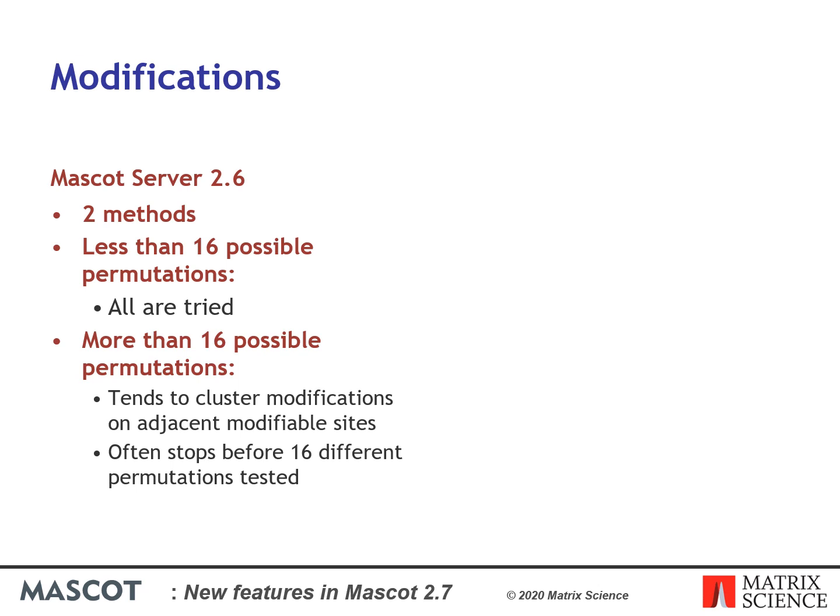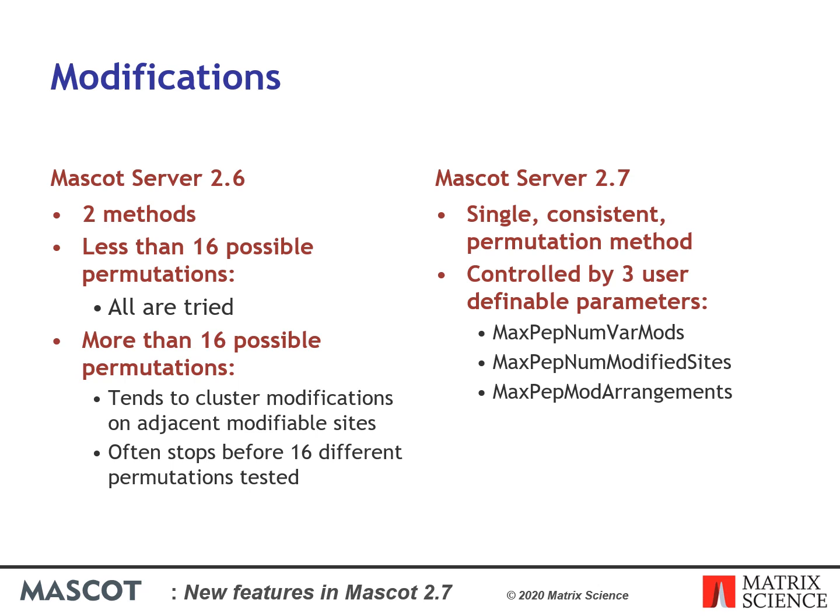The sliding window method tends to cluster modifications on adjacent modifiable sites, and it will often stop before 16 different permutations have been tested. In Mascot 2.7, we've taken a different approach. We use a single, consistent permutation method. There's no switching between different methods.